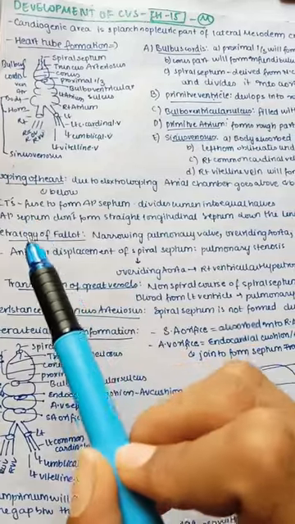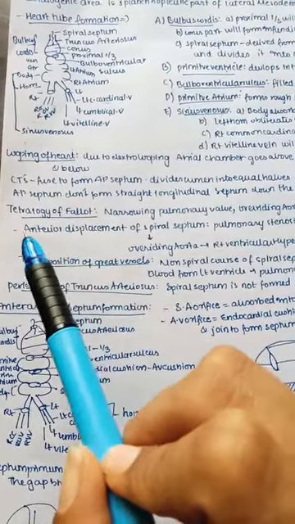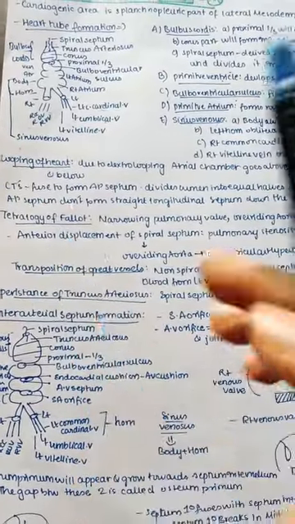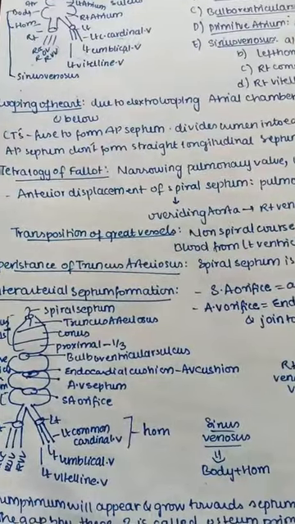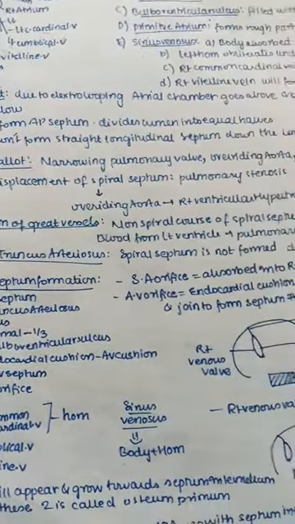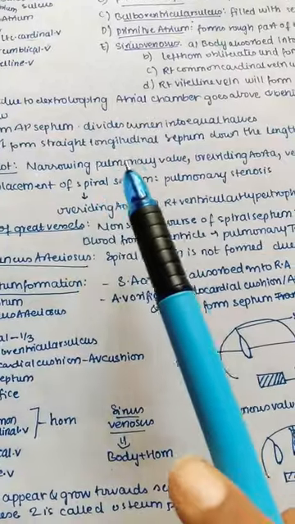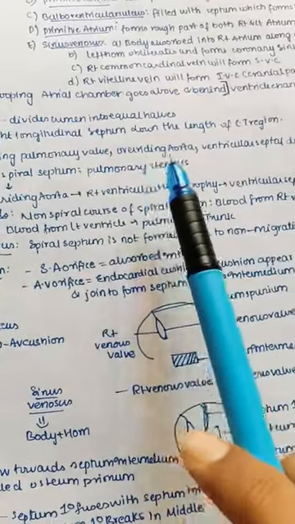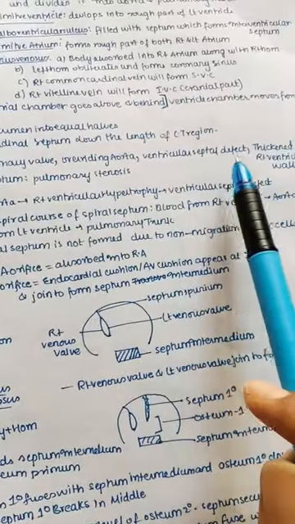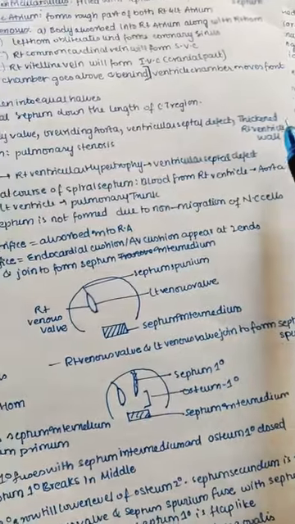And next, let us move on to the tetralogy of Fallot. Actually, tetralogy of Fallot is an anomaly. What happens here is that the pulmonary valve becomes narrower, there is an overriding aorta, and also a ventricular septal defect, with a thick ventricular wall.